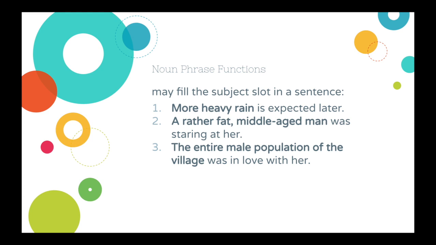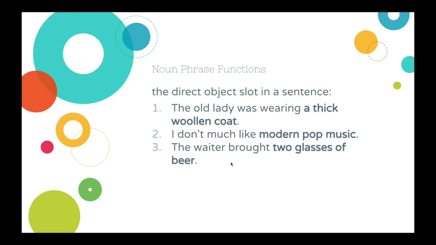Now, noun phrase, it's really versatile. It can be anything in a sentence. They can be the subject. So more heavy rain, this is the subject, and then there's a verb in here. Or rather fat middle-aged man, this is the subject with the verb in here. The entire male population of the village is the subject with the verb was behind it. Okay, and then the direct object, I can say, korban langsung, the direct victim of the verb.